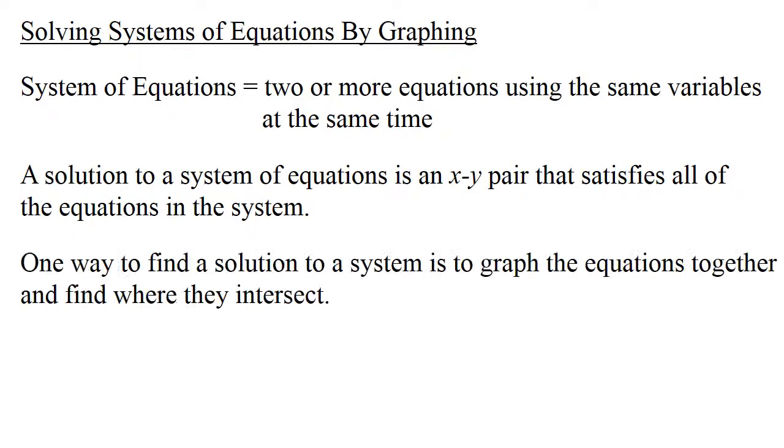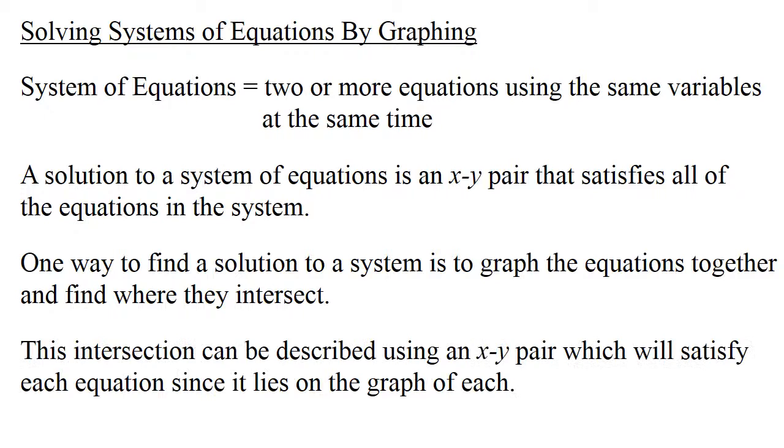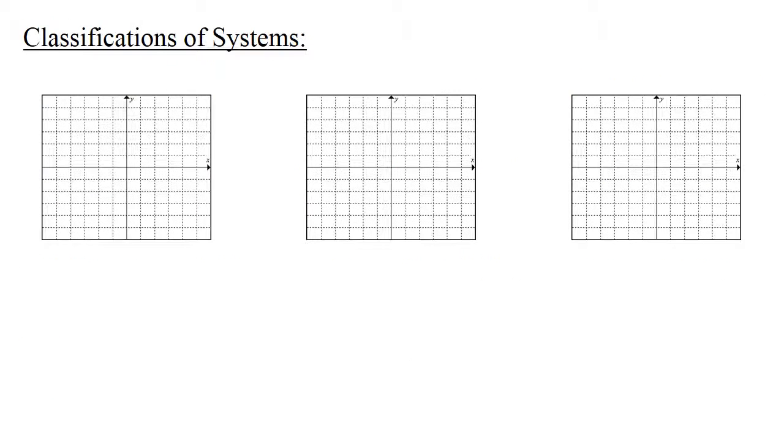So one way to find that is to look at the graphs of the equations, and where they intersect would be a solution to that system. The reason why is this intersection has to satisfy each equation, because that's what it means to have a point on the graph itself. So since that point would be on both graphs, or however many graphs you're working with, then that would have to be an xy pair that satisfies those.